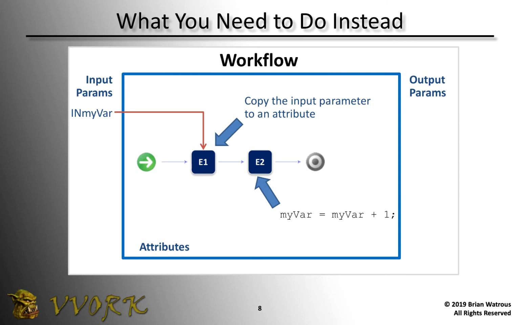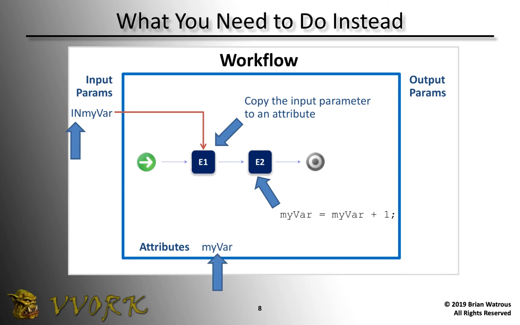We're going to have E1 copy the value of the input parameter to an attribute. Now notice, if you will, we've changed the name of our input parameter. It's essentially the same name as before, but we've prepended the letters IN onto the beginning of the variable to make it clear this is an input parameter. Additionally, we're going to still have a variable in our workflow called myvar, but it's not going to be an input parameter. Rather, this time it's going to be an attribute.